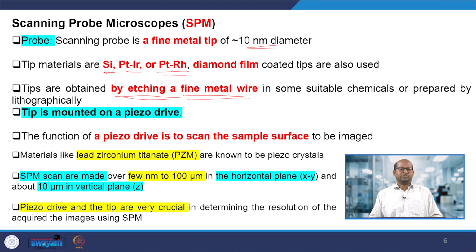Once formed, these tips are mounted over a piezo drive in the system or apparatus. The objective of this piezo drive is to scan the sample surface from one point to another point, and based on that the image is developed. This piezo drive is made of lead, zirconium and titanate materials, known as piezo crystals.